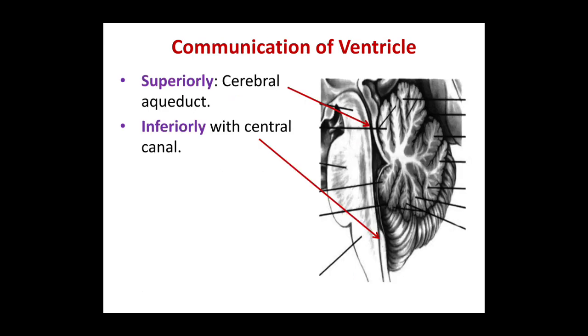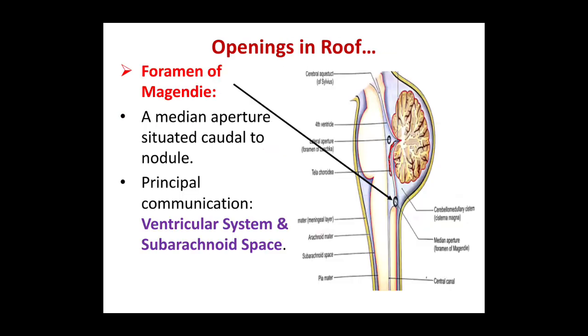Next, coming to the communication of the ventricle. Superiorly, it is continuous with the cerebral aqueduct, and inferiorly with the central canal of the spinal cord. There are two openings in the roof: the foramen of Magendie, a median aperture, and two lateral foramina of Luschka. The foramen of Magendie is a median aperture situated caudal to the nodule, where it communicates between the ventricular system and the subarachnoid space.